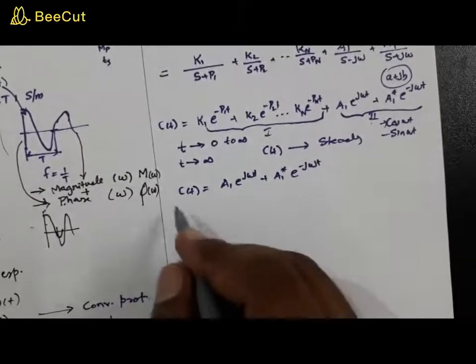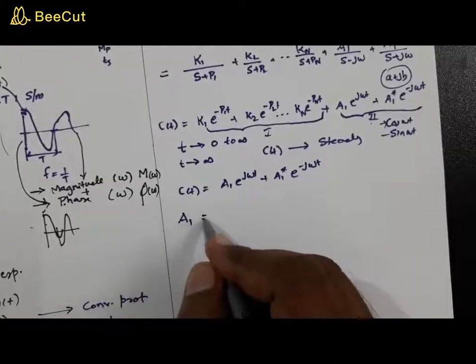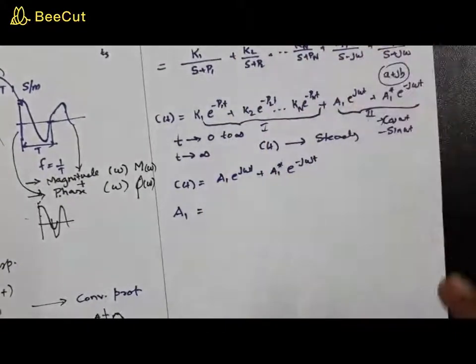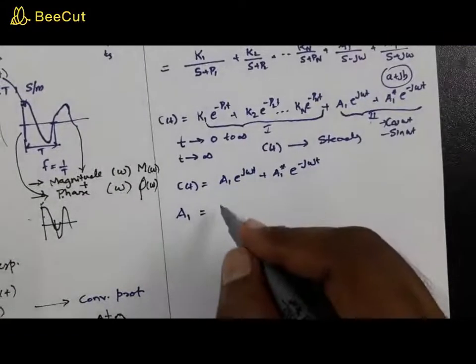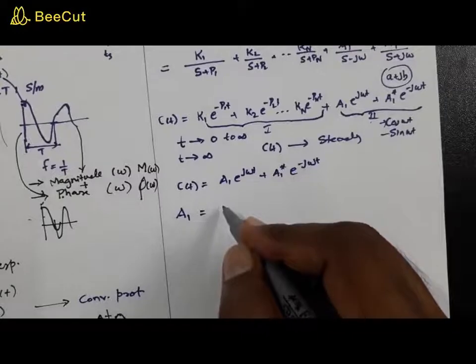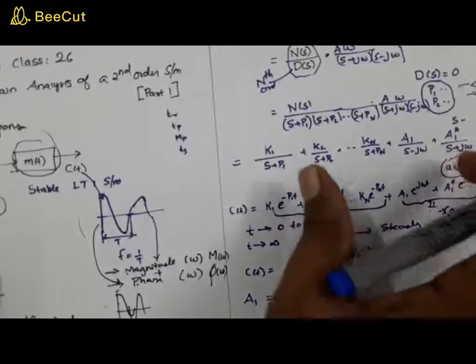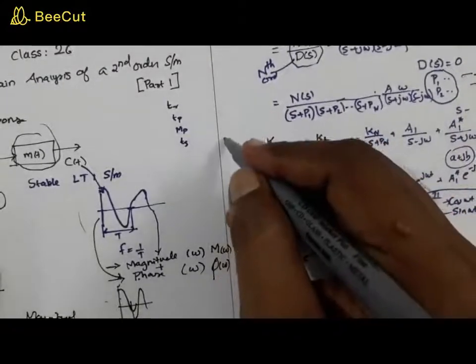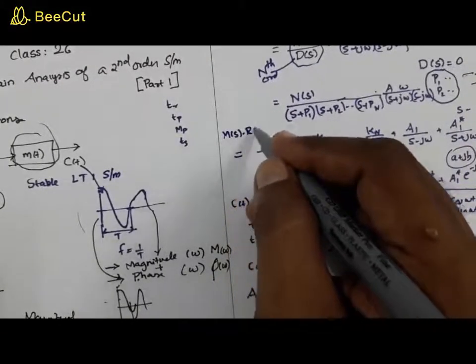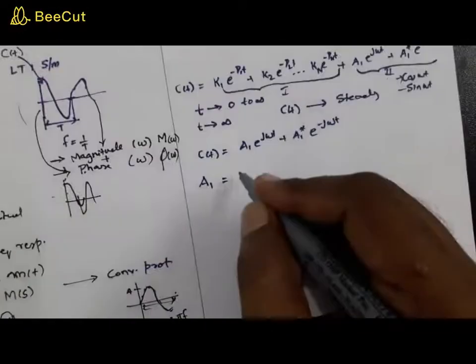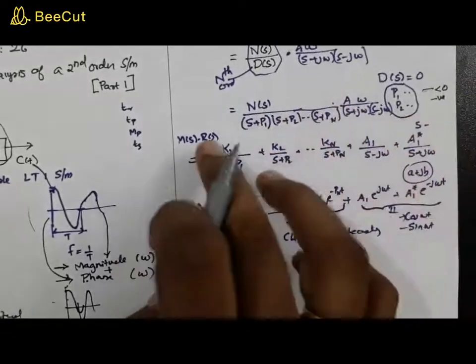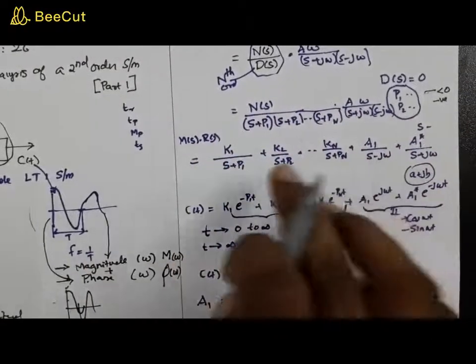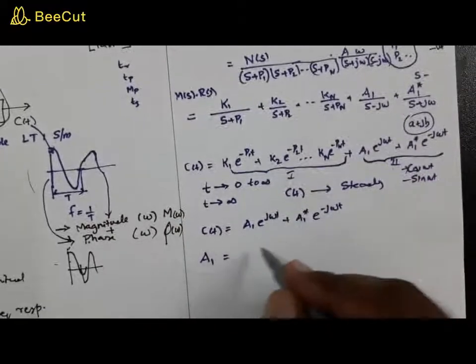Now the question is, how do we find this a1? You have studied this already in partial fraction resolution, so I'm not going into the details. This c of s is equal to m of s into r of s. What you do is multiply throughout by the whole factor, and put s equal to j omega.